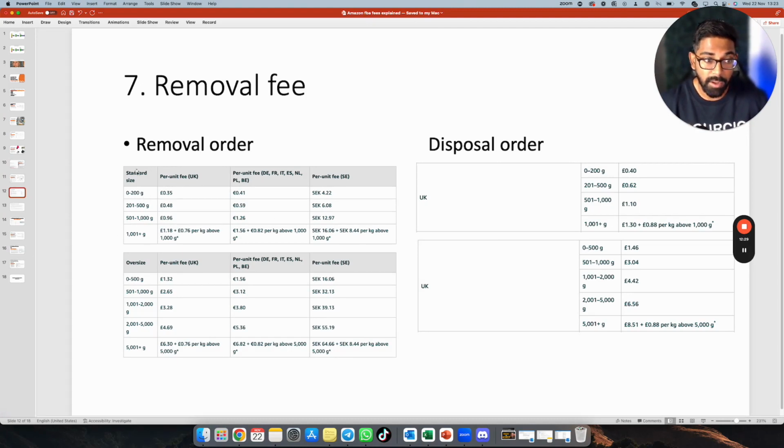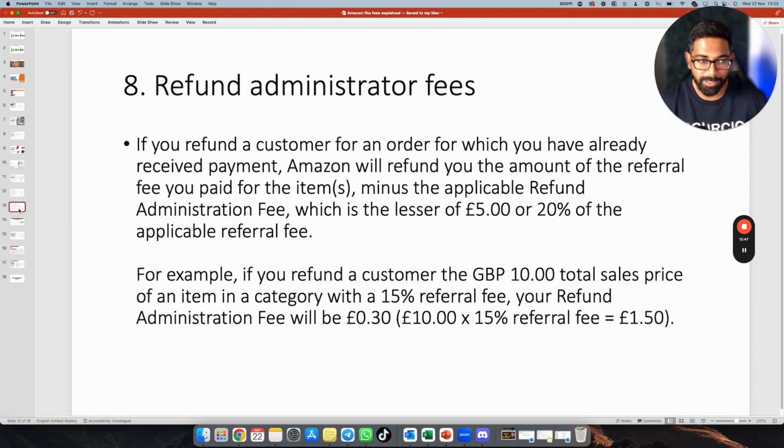As you can see, for standard size, the fees are the following. For oversized, the fees are the following. And again, for standard size disposal and for oversized, these are the fees. These are per unit fees. So you can see it's a bit expensive to even do a removal order or a disposal order.